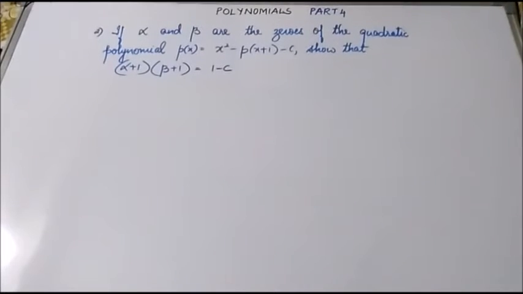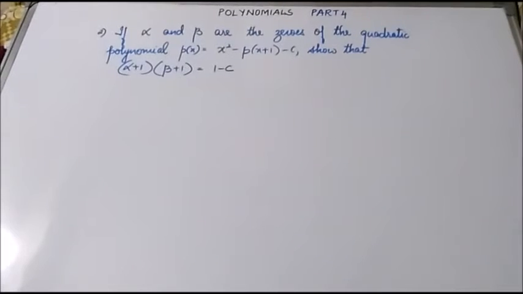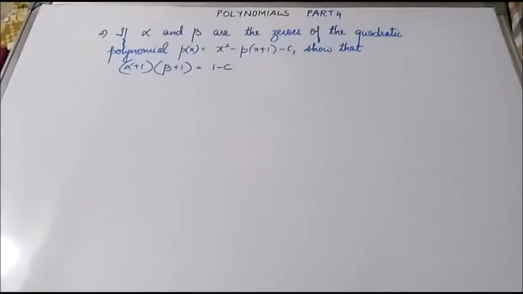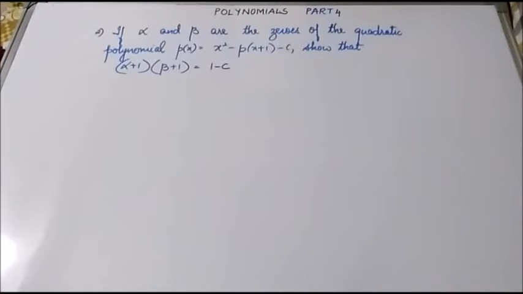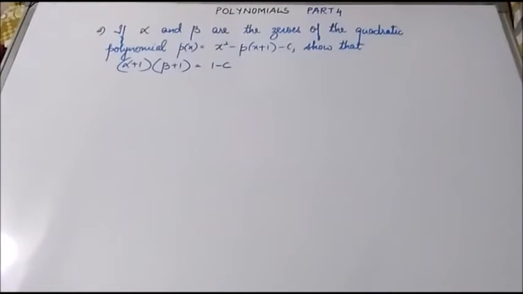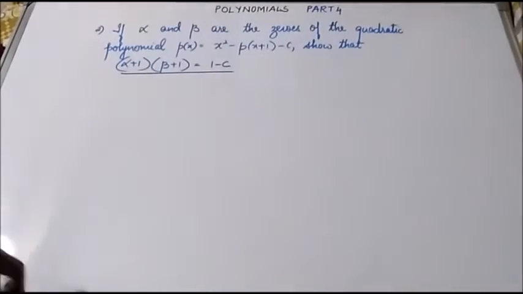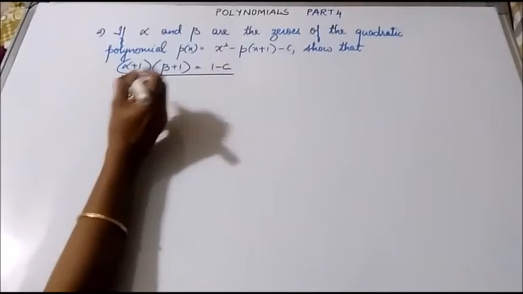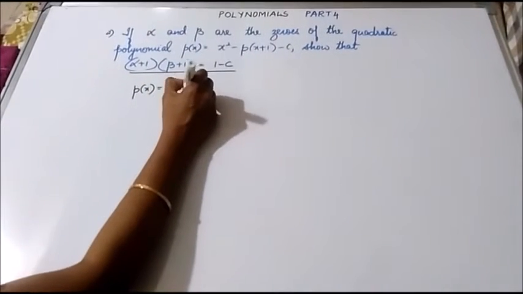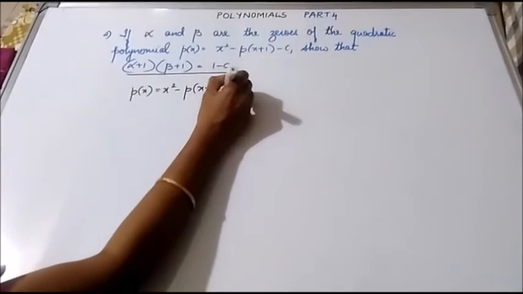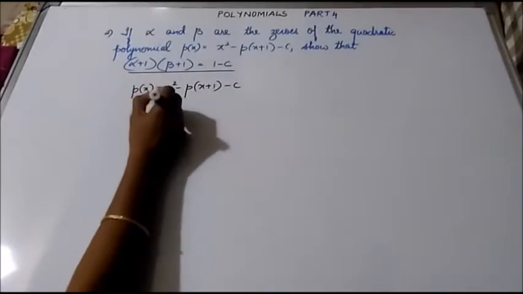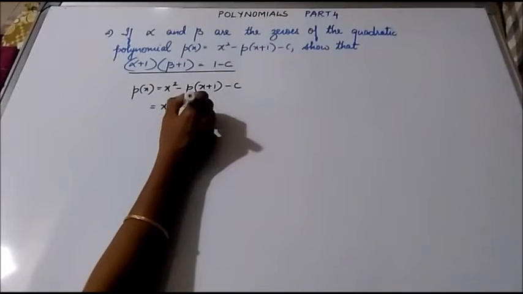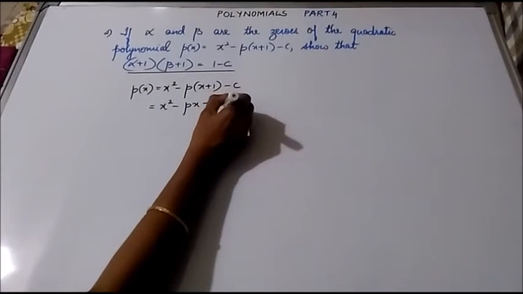Let us do the next question. If alpha and beta are the zeros of the quadratic polynomial p of x equal to x square minus p into x plus 1 minus c. What we have to show? We have to show that alpha plus 1 into beta plus 1 equal to 1 minus c. Now before we proceed, let us find the coefficient of x square, coefficient of x, and the constant term. So here the polynomial is given to us: x square minus p into x plus 1. To find the coefficient of x, we have to open the bracket. We get here minus px minus p minus c.